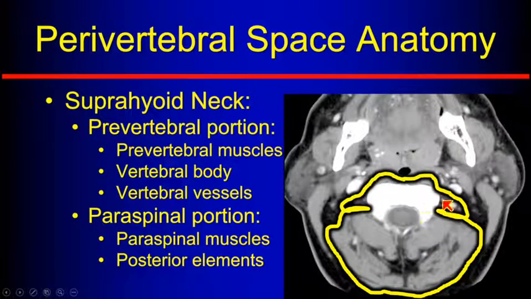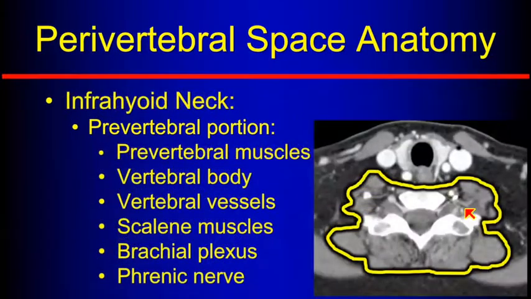But if we go down in the prevertebral portion in the infrahyoid neck, there's going to be more soft tissue at that level. We're going to include the scalene muscles, the brachial plexus, and that little phrenic nerve that's sitting on top of them at that area. So the prevertebral portion of the perivertebral space is larger in the infrahyoid neck than it is in the suprahyoid neck.